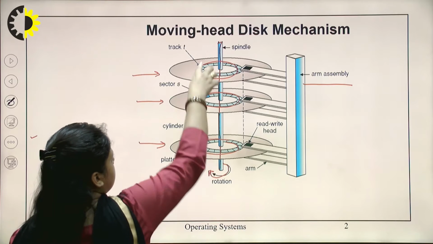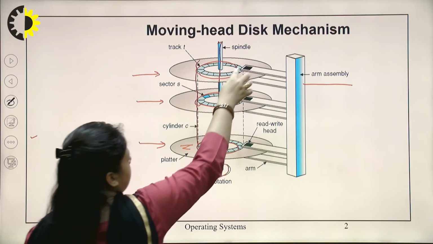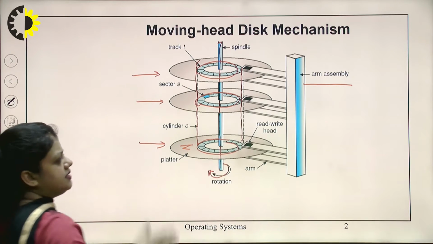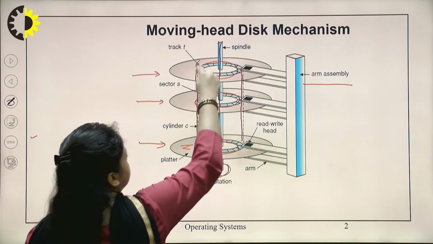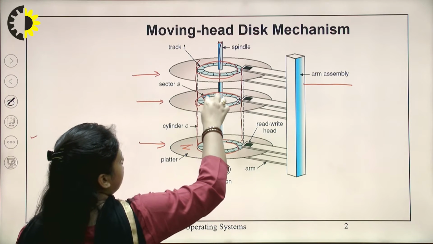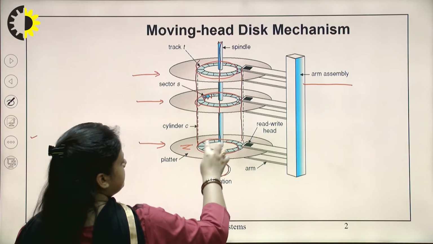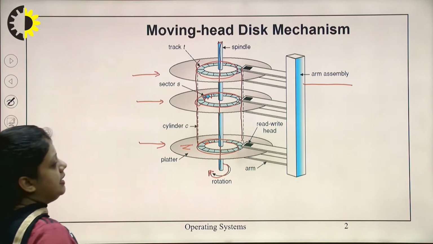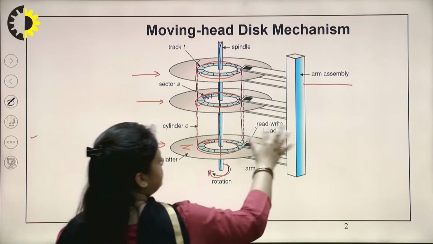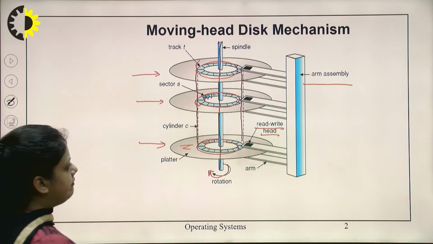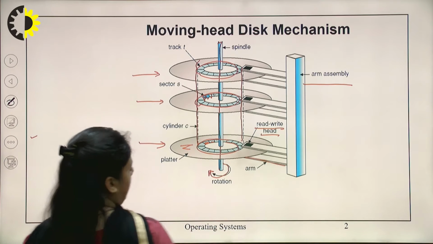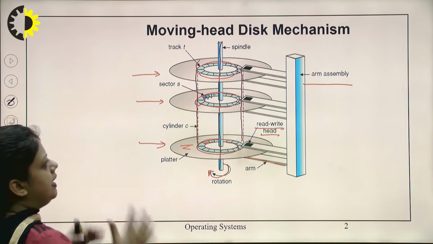and this complete section is called the cylinder. These are the tracks, and in the tracks we have the sectors. So these are the different sectors. Then we have a read-write head, which points to a particular sector for reading and writing, and then this is the arm. So this is the general moving head disk mechanism.